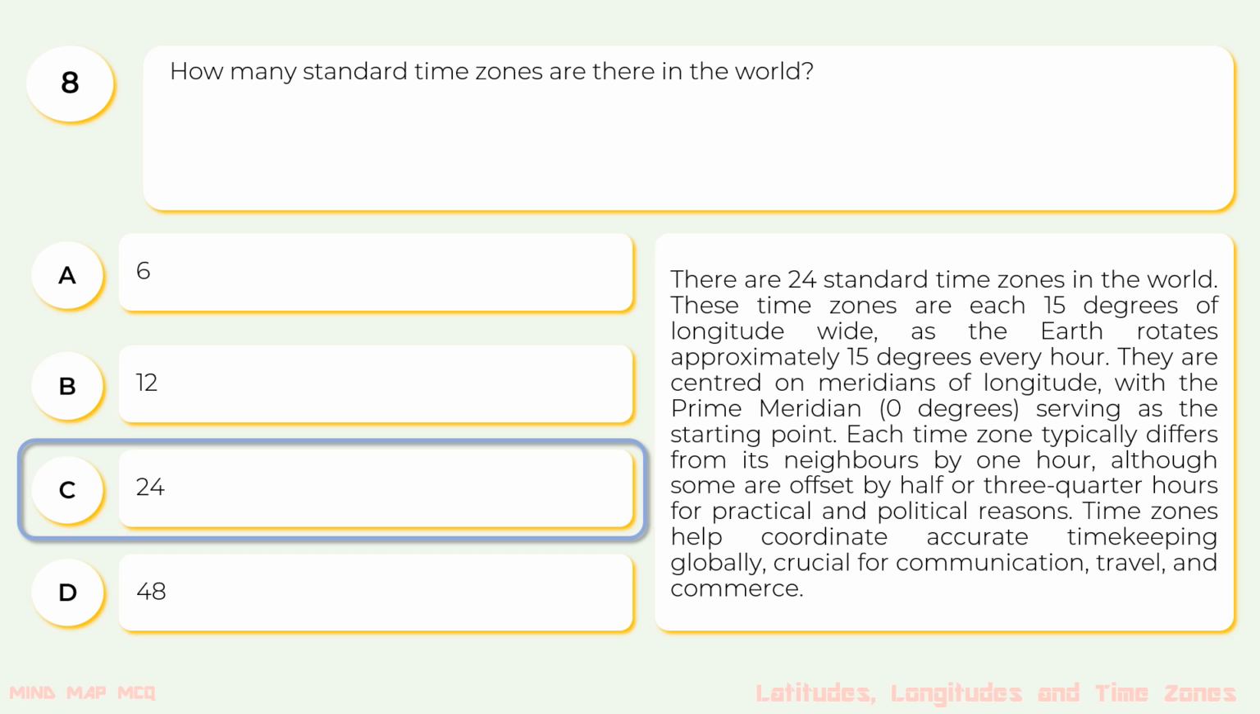They are centered on meridians of longitude, with the prime meridian, that is 0 degrees, serving as the starting point. Each time zone typically differs from its neighbor by 1 hour, although some are offset by half or 3/4 hours for practical and political reasons. Time zones help coordinate accurate timekeeping globally, crucial for communication, travel, and commerce.